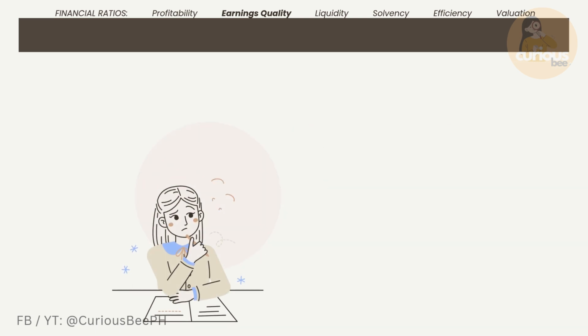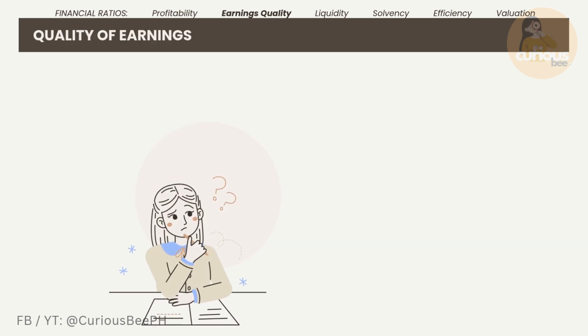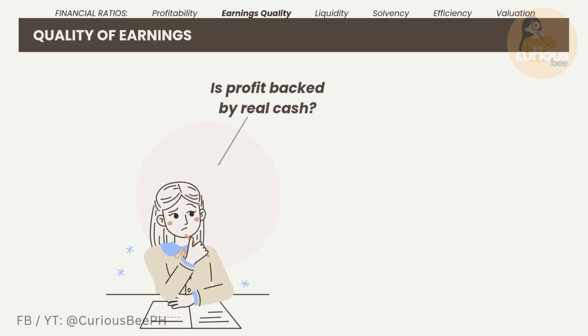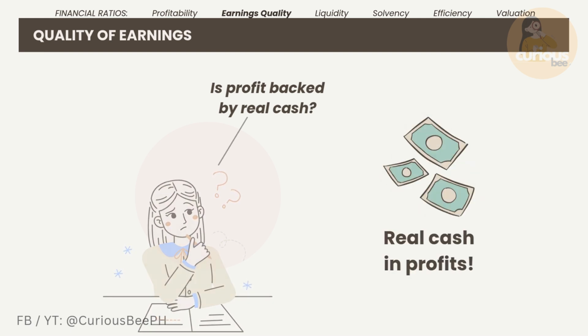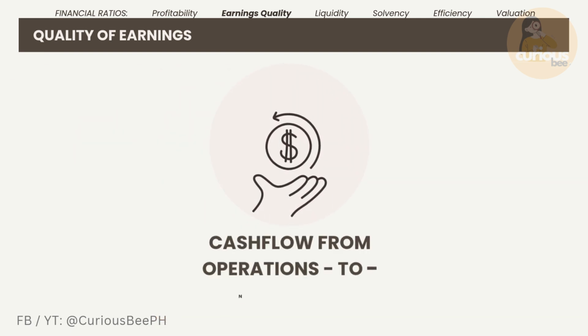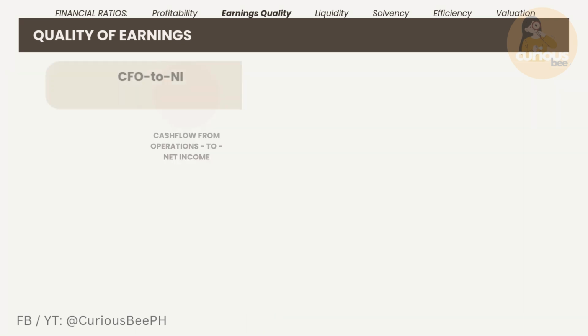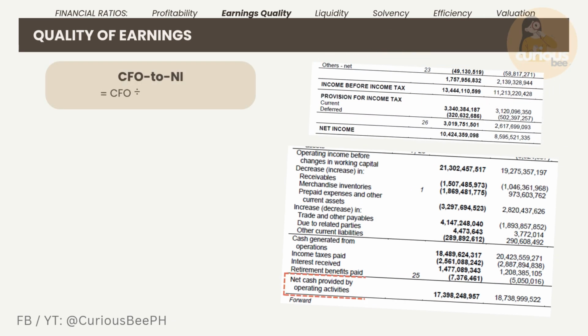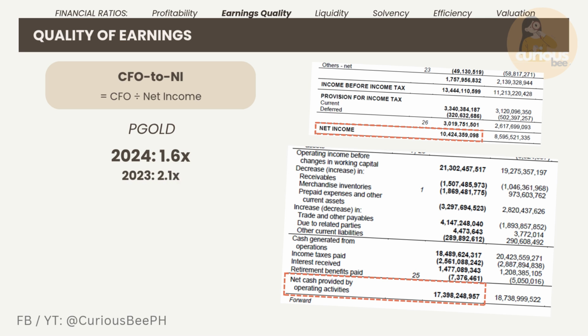The next angle we're going to look at is quality of earnings, which answers the question, is profit backed by real cash? Let's look into the cash flow from operations to net income ratio. The formula is in its name. Divide cash flow from operations by net income. Our sample company has a 1.6 times CFO to net income ratio, while its peer is 1.2 times.